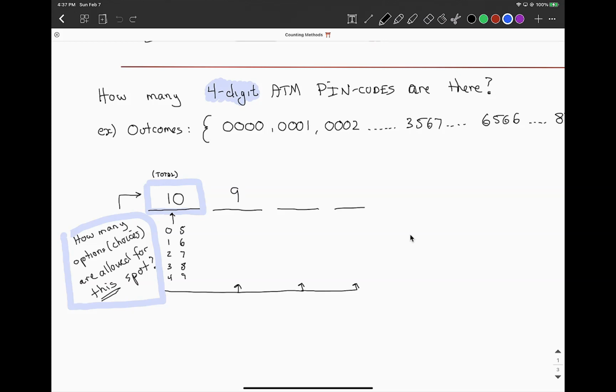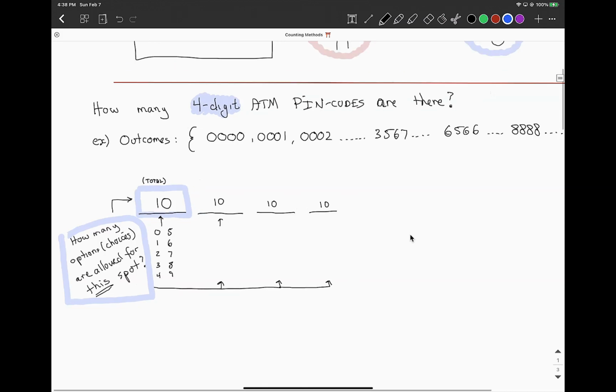And so we would say here again, well, there's still 10 options. It's still the same digits. There's 10 options. There's 10 options. And when you're picking a PIN number, you would be picking one of these digits, and then another digit, and then another digit, and then another digit. You're picking one and then a second and then a third and then a fourth, and then you've created a 4-digit combination.